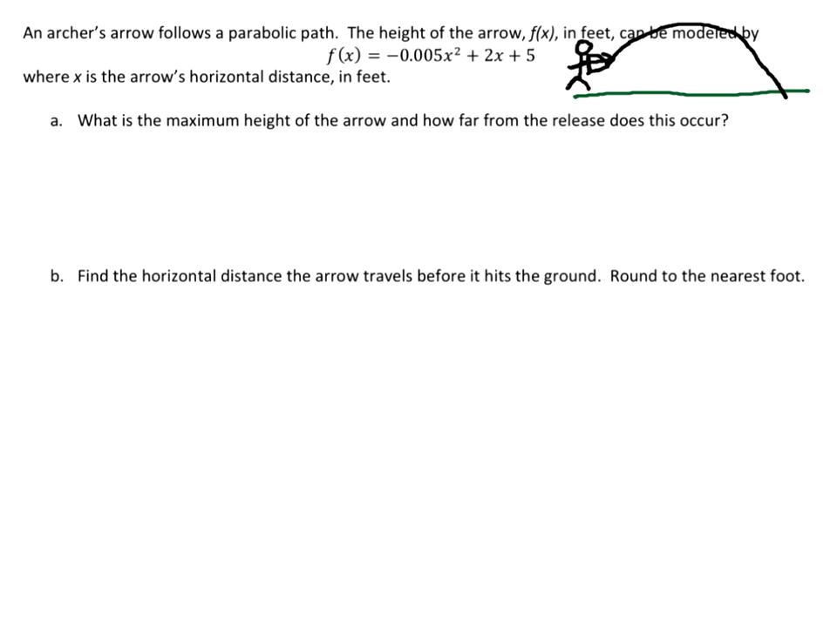And it can be modeled by this function here, where x is the arrow's horizontal distance in feet. What is the maximum height of the arrow, and how far from the release does this occur? So the maximum height of the arrow is going to be talking about the y value. So this is going to be height.